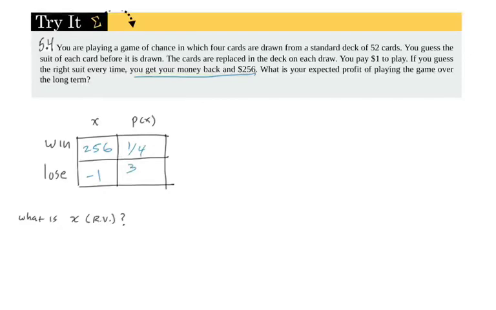And if we're selecting a card here, what we're trying to do is guess the suit of the card. And if you're not familiar with a deck of cards, there's 4 different suits. So it's going to be 1 out of 4 that we actually get it correct, and then 3 suits out of 4 that we don't. So our random variable here is money. So let's go ahead and find the expected value.